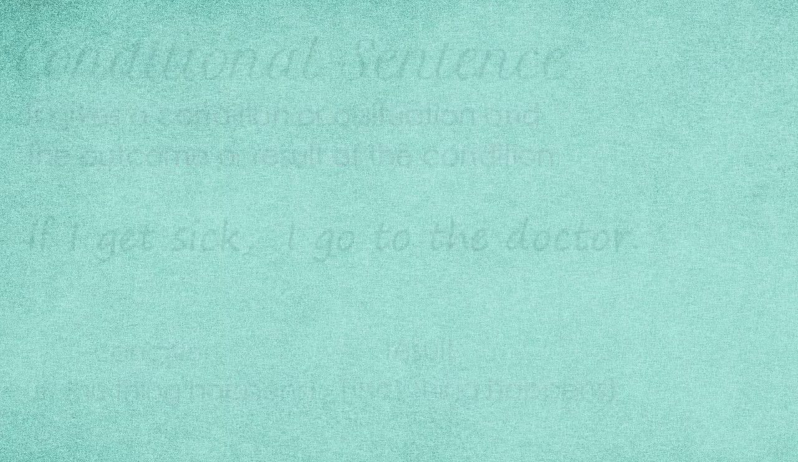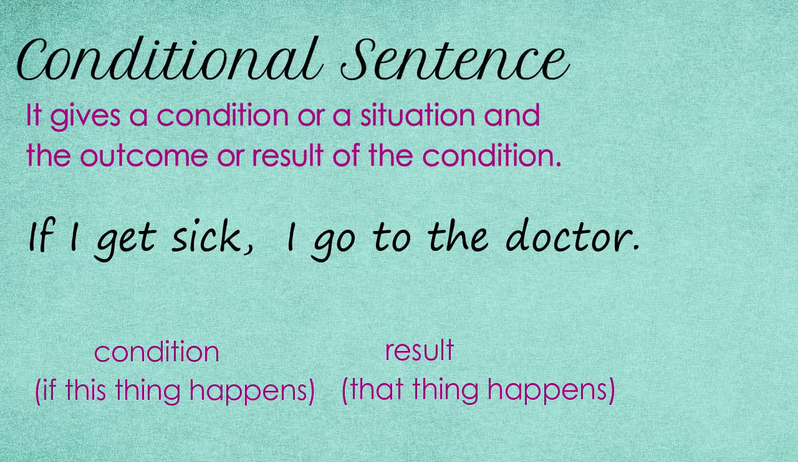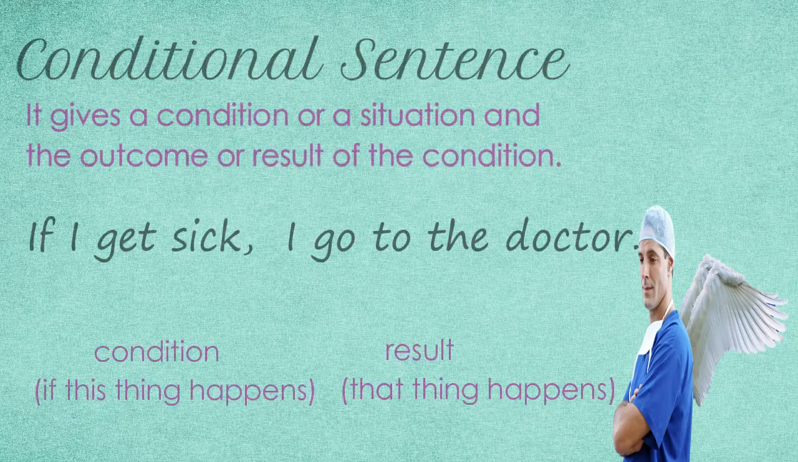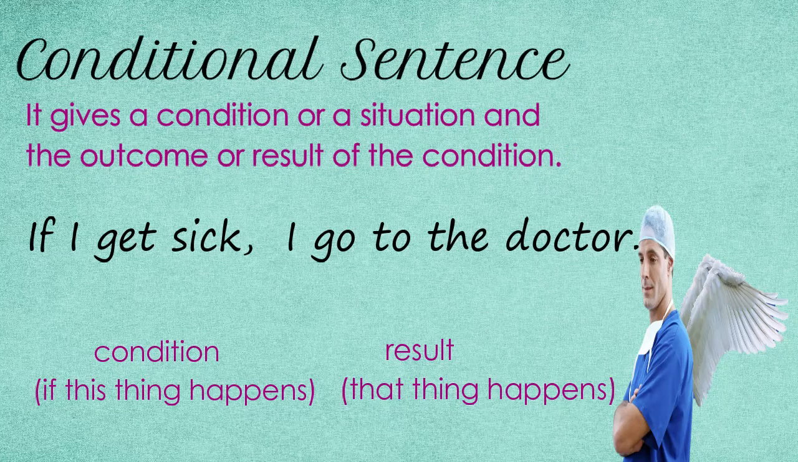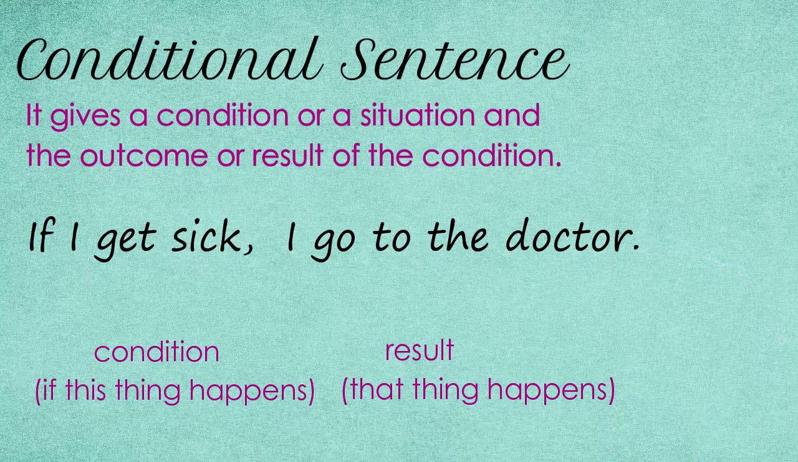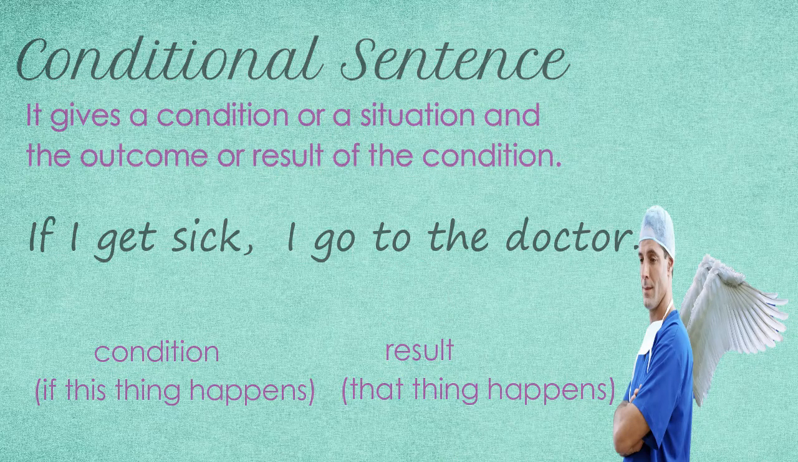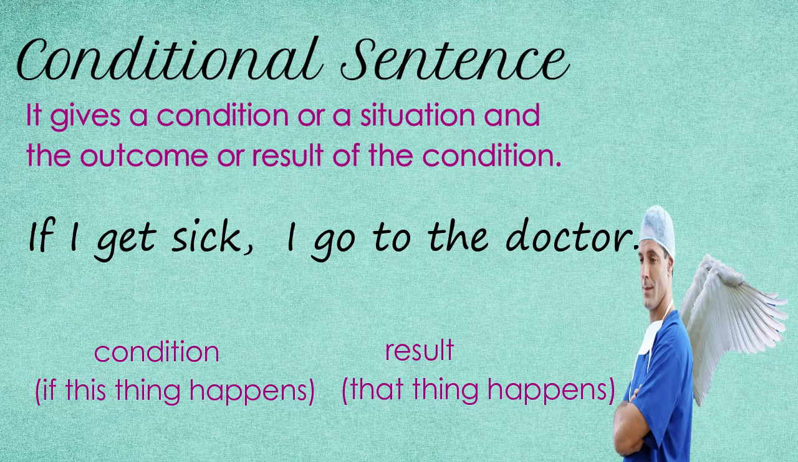What is a conditional sentence? A conditional sentence is a sentence that gives a condition or a situation and the outcome or result of a condition. For example, if I get sick, I go to the doctor. In this example, the condition or situation is if I get sick, and the outcome or result is I go to the doctor. So the idea of a conditional sentence is that it talks about something if something else happens. That is a conditional sentence.